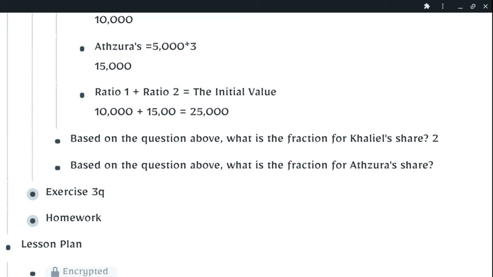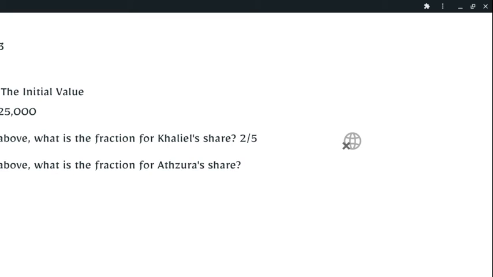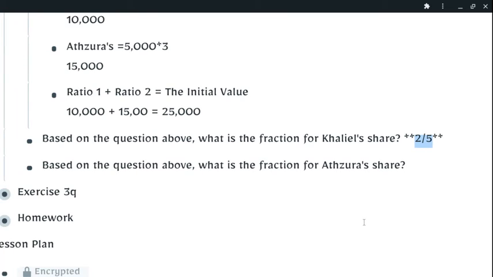Yes, sir. So if we have 2 of that ratio, that would be 2 divided by 5, because the 5 is our total amount of ratios that could be shared. And Khalil got 2 of those. So this value will represent the fraction to represent Khalil's share: 2 divided by 5. He got 2 shares out of the total amount of shares, which was 5. All right, now this one is yours all alone. What would be the fraction for Azura's share? Anyone?